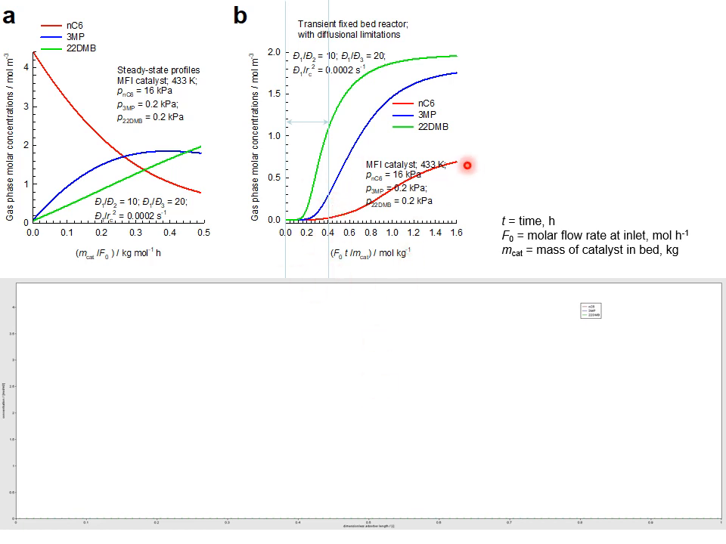In order to appreciate the transient operation, I also show here the development of the molar concentrations as the components react and the concentration fronts traverse the length of the fixed bed catalytic reactor. I plot here the molar concentrations of the three components, NC6, 3MP, and 2,2-DMB, using the same color code here. And let's first run through the simulations quickly.